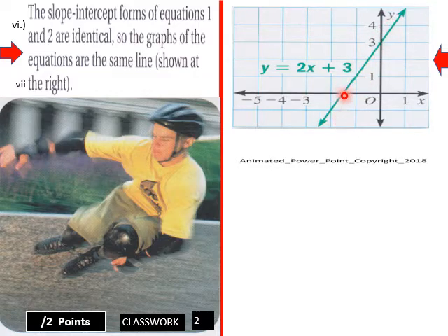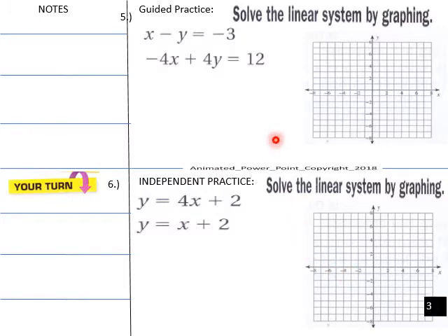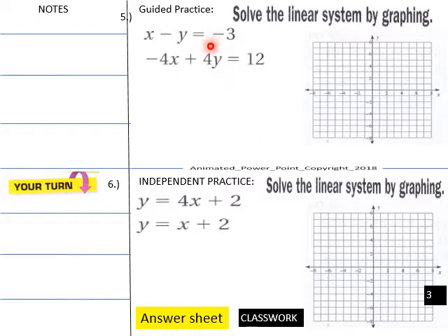And then we have our x-intercept down here, which is what, 1.5 for x. So anyway, they both have the same line. So because these two graphs have infinitely many points of intersection, this system has infinitely many solutions. Any point on the line y equals 2x plus 3 represents a solution. So let's try in our guided here. Let's try one out here.